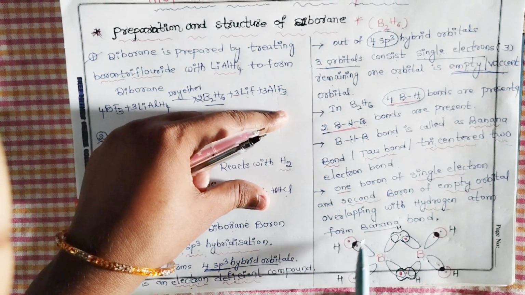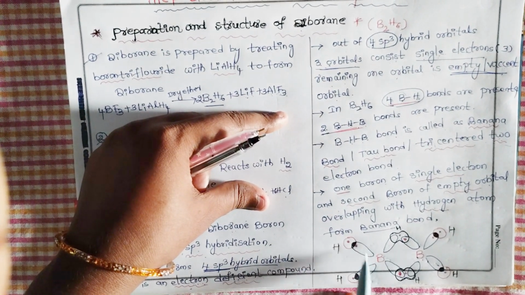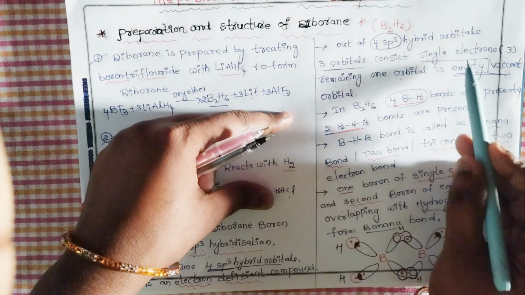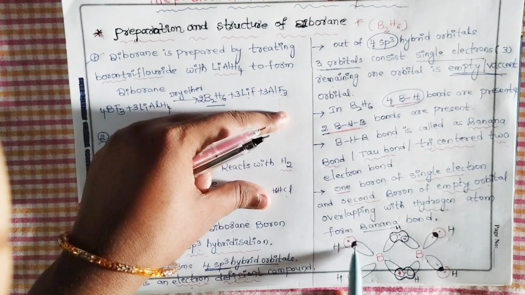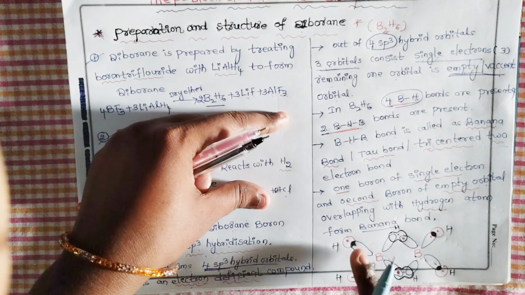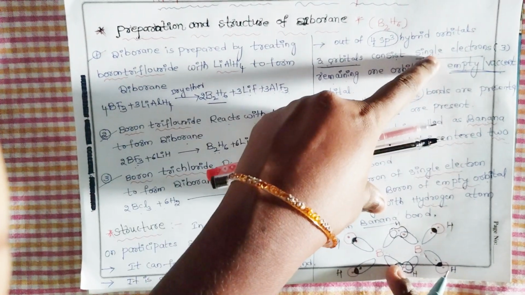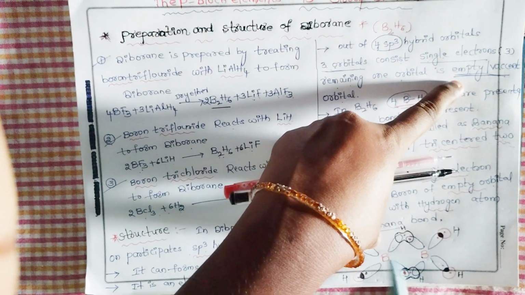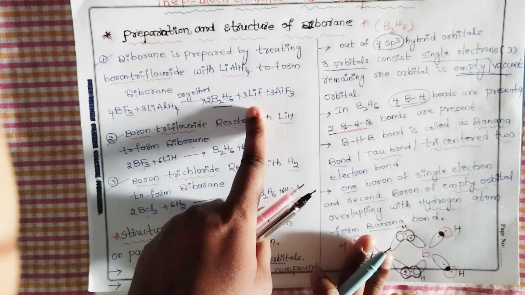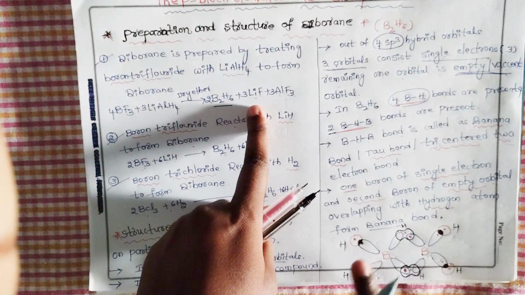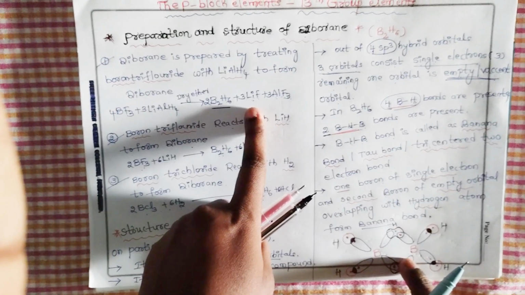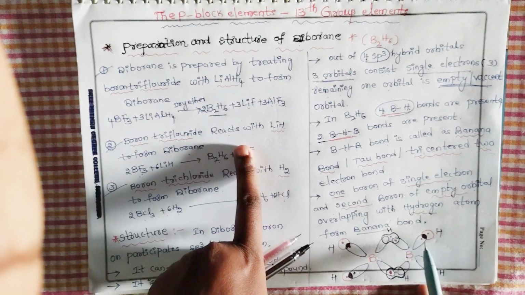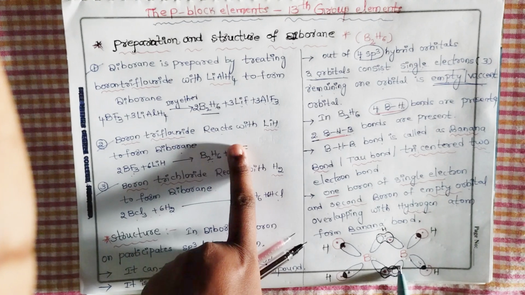Out of the 4 sp3 orbitals, how many orbitals contain single electrons? For example, taking one boron, 4 sp3 hybrid orbitals are present. In that, 3 orbitals contain single electrons: 1, 2, 3. The other orbital is an empty or vacant orbital. So this is one boron. The second boron also has 4 sp3 hybrid orbitals. How many single electrons does it have? 3 single electrons and 1 empty orbital.